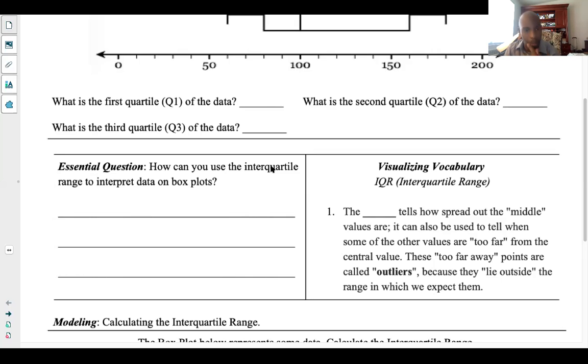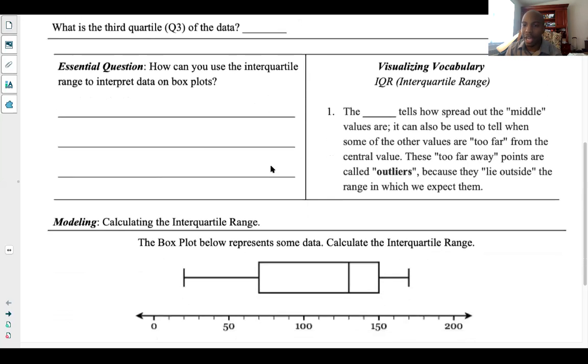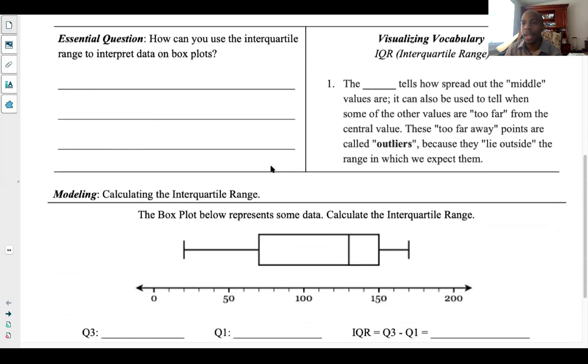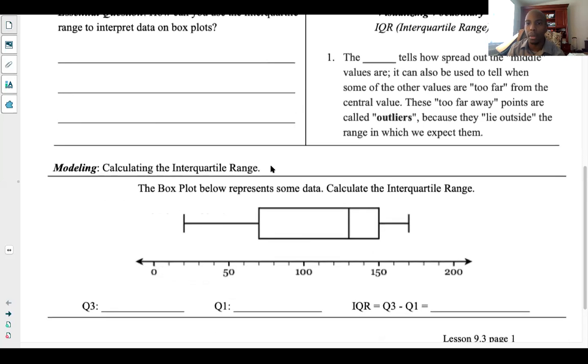We're going to learn how to interpret this and how to use the interquartile range to interpret data on dot plots, okay? First, let's talk about understanding how to calculate them. And then we can talk about how to use this new range that we found to identify the outlier. But for today, we're going to focus on how to actually calculate the interquartile range. Okay, it's not complicated at all, believe it or not.